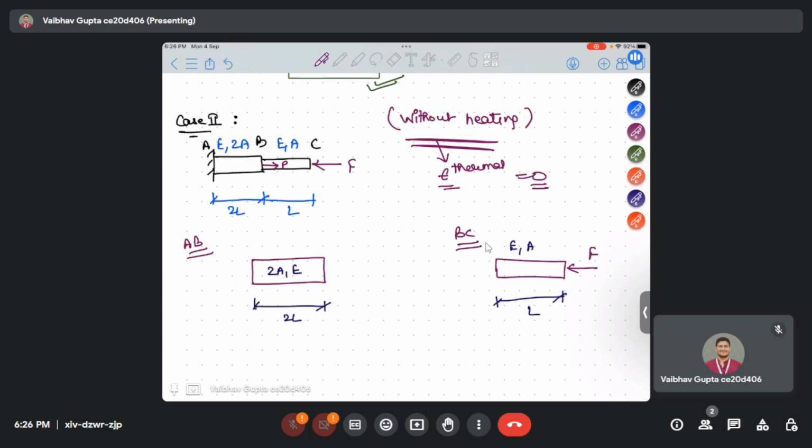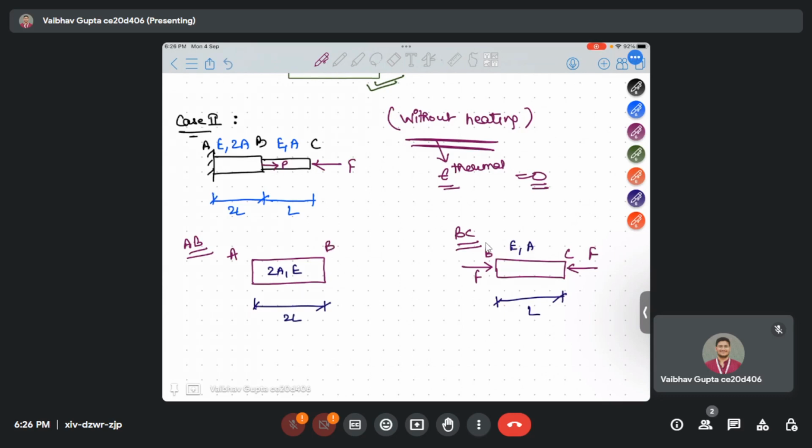Okay. Now since F is applied at point C, due to Newton's third law, a similar opposite force F will be applied at point B to maintain the equilibrium.